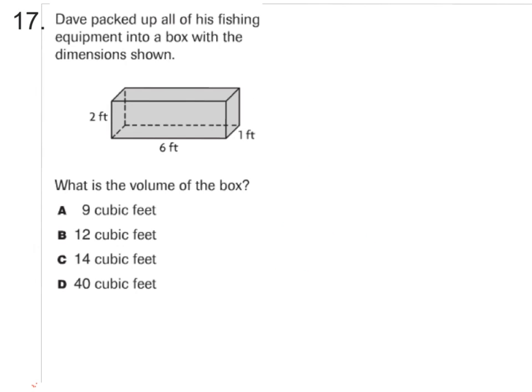For number 7, it says Dave packed up all of his fishing equipment into a box with the dimensions shown. What is the volume of this box? Using our formula, volume equals length times width times height, please find the volume of this rectangular prism. Press pause now.